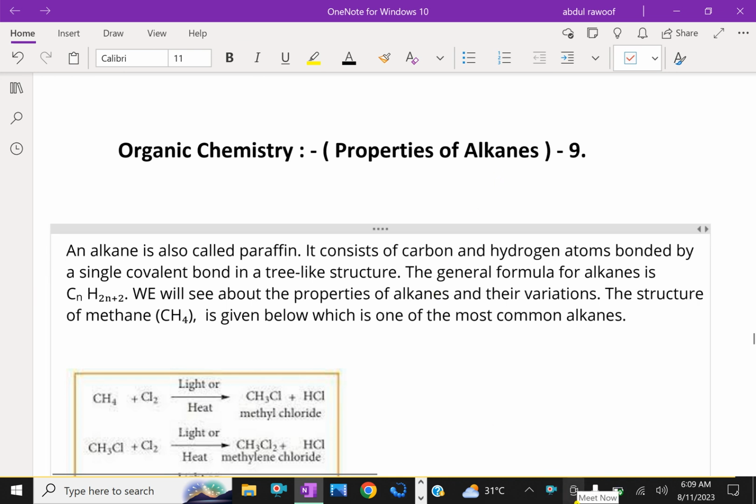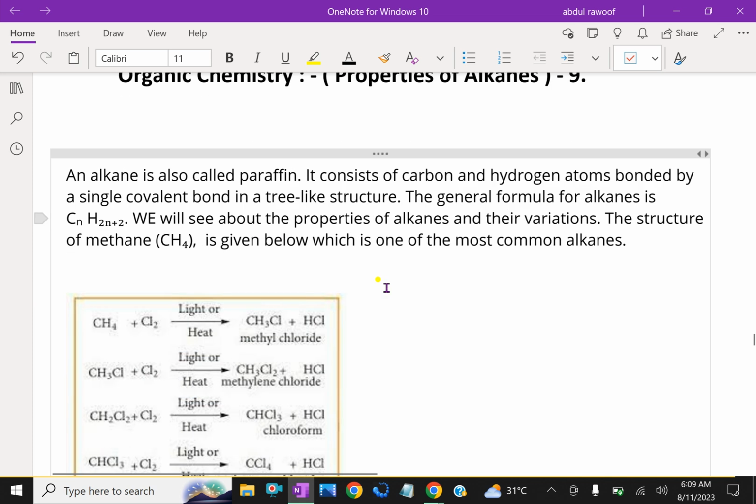Alkanes are sometimes referred to as paraffins, a word derived from the Latin parum affins, meaning little affinity. An alkane is also called a paraffin. It consists of carbon and hydrogen atoms bonded by single covalent bonds in a tree-like structure. The general formula for alkanes is CnH2n+2.